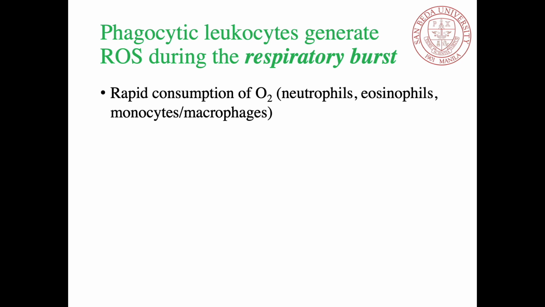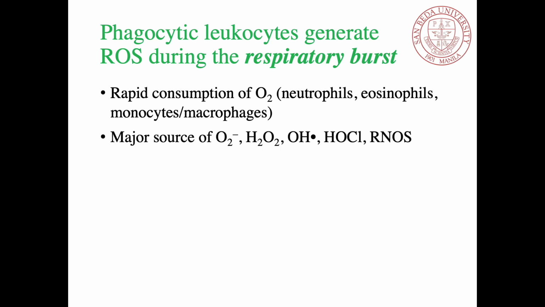Now, let's backtrack again to our phagocytes. They actually have a special ability in that they're able to effect what's called a respiratory burst. During this so called respiratory burst, these phagocytic leukocytes rapidly consume molecular oxygen in order to produce reactive oxygen species, which are major components of their chemical and enzymatic arsenal used to destroy ingested pathogens.